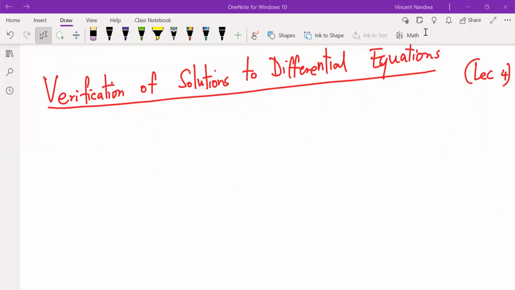Welcome. In this session we are going to check how to verify that given functions are solutions to given differential equations. Let's start with an appetizer.